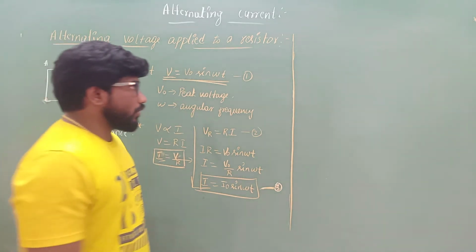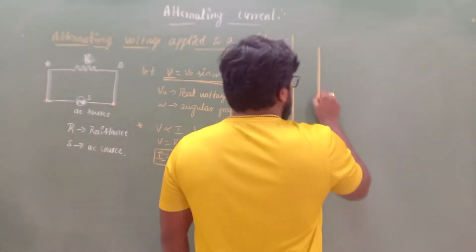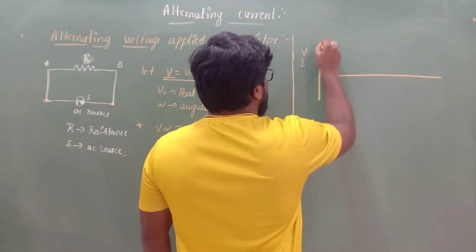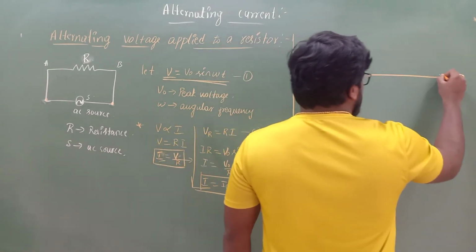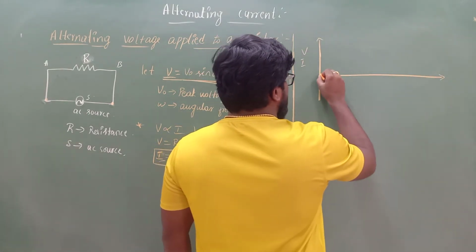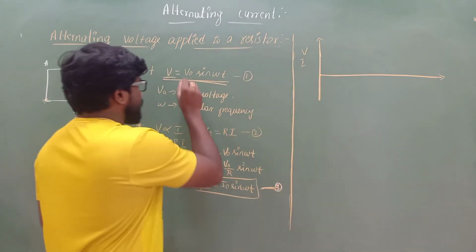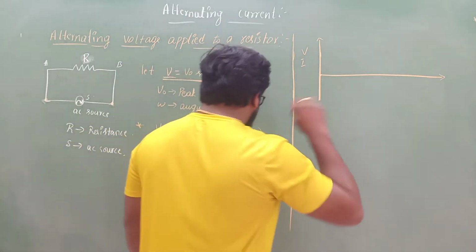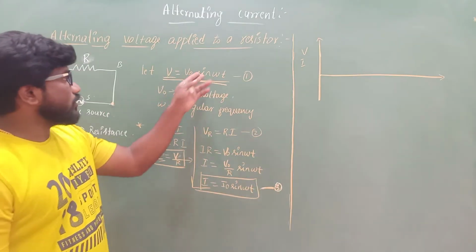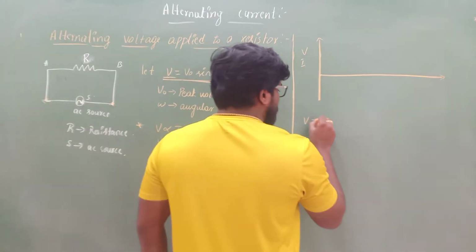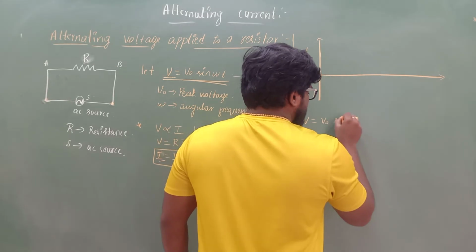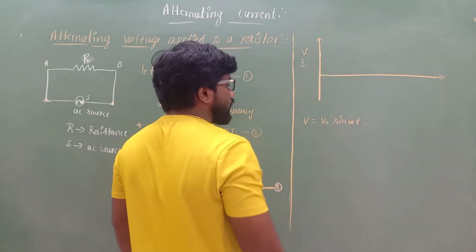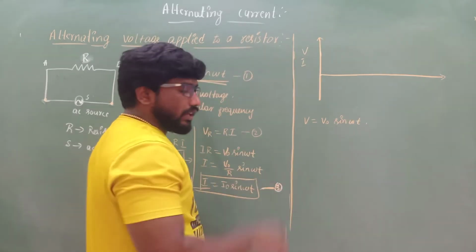So if I plot the graph for V versus I, V and I, here let me take time. First, both will start from where? That is 0 only, correct? Before going to that, I'll give you the values for this. Let me take V is equal to V naught sin omega t. So here I took V. The maximum value we'll see later.